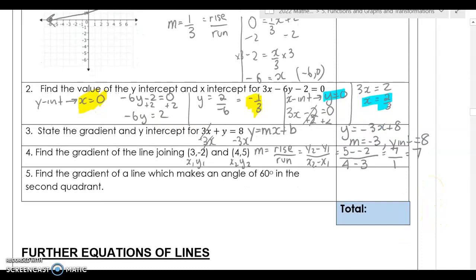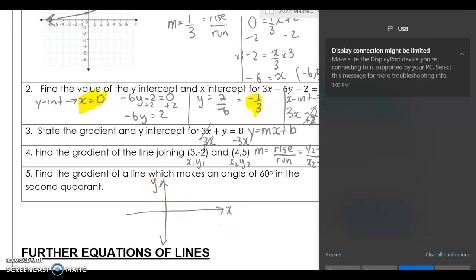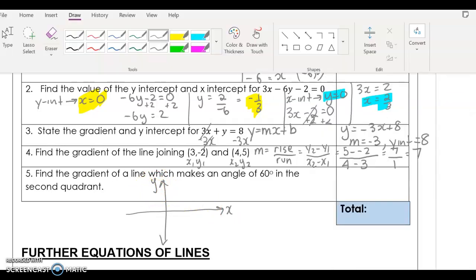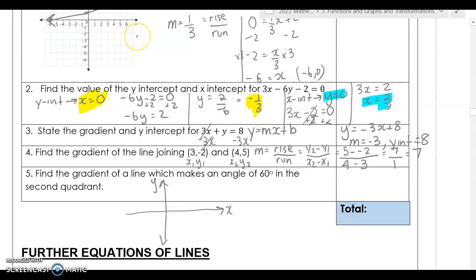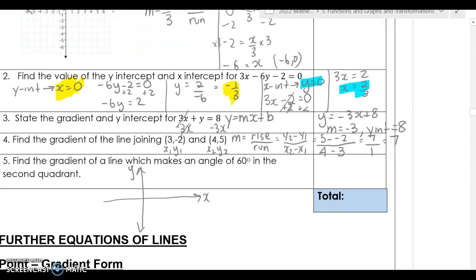Okay, last one. Find the gradient of a line which makes an angle of 60 degrees in the second quadrant. Let's draw that first. So an angle of 60 degrees in the second quadrant. This one's probably not explained well. I'm taking it that it's making an angle of 60 degrees in here. That's what we're going to assume that it's doing.